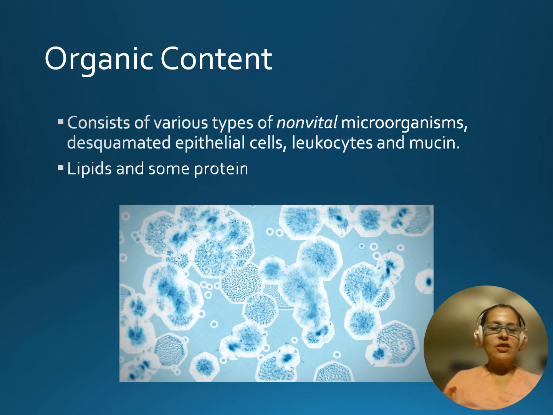Organic content consists of various types of non-vital microorganisms. What do we mean by non-vital? They're dead. They're the skeletons of all microorganisms. We have old cells too, dead cells, leukocytes, and mucin. Okay, so all of this is the organic content of calculus. And then we also have some lipids and some protein.